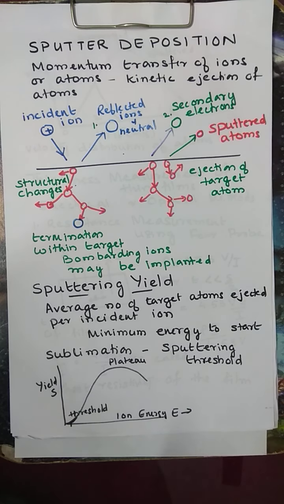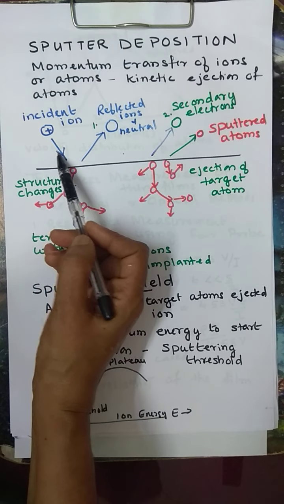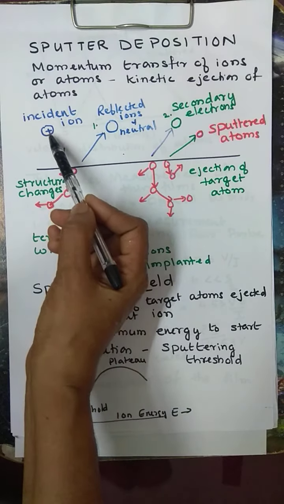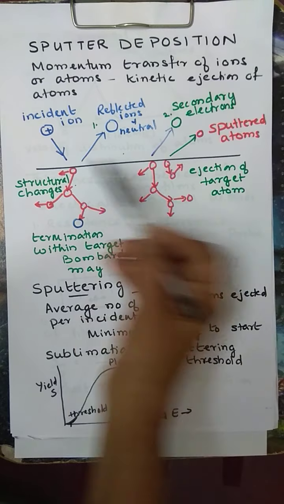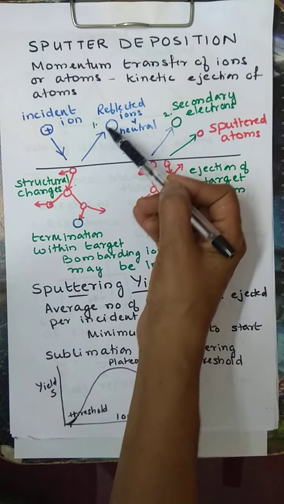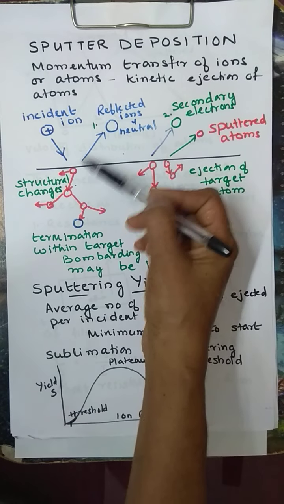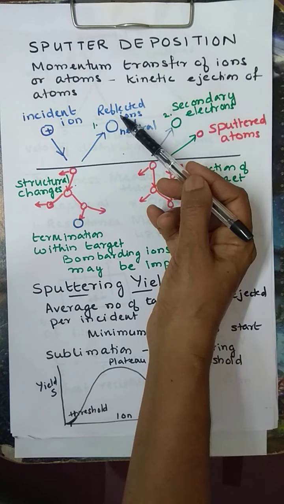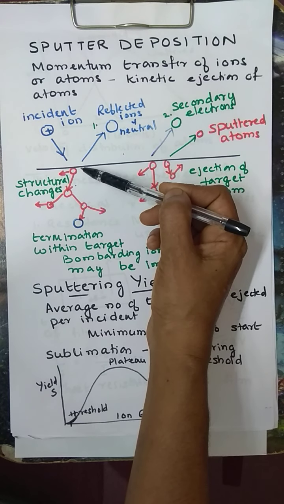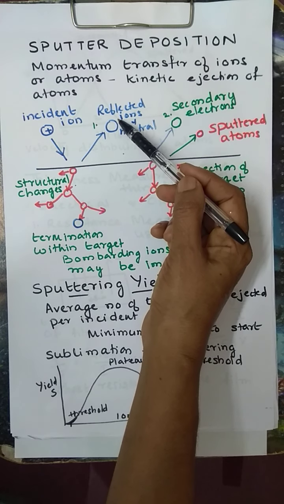So let us see the cases. First, let us see the incident ion, which is coming here with slightly less energy. It is coming and hitting on the surface. This is the surface of the target atom. On the surface itself, it is getting reflected because it is of less energy. When this ion is getting reflected, it can simply get reflected as the ion itself, or it will absorb one electron from the target substance and become neutralized. Again, it is only getting reflected back.